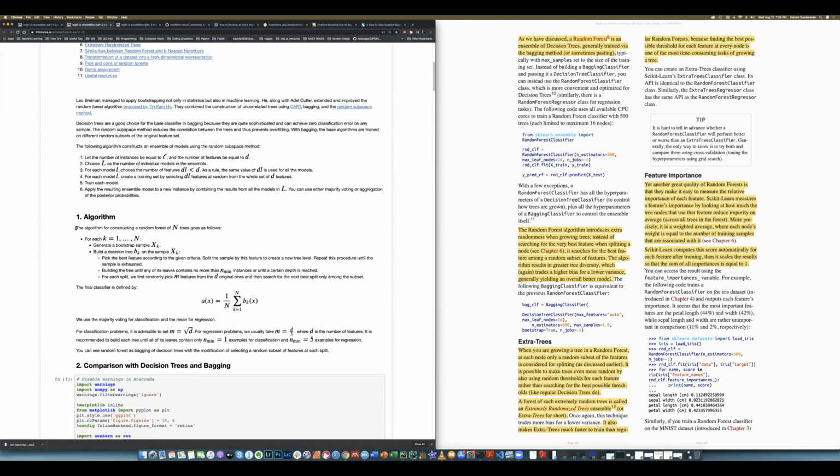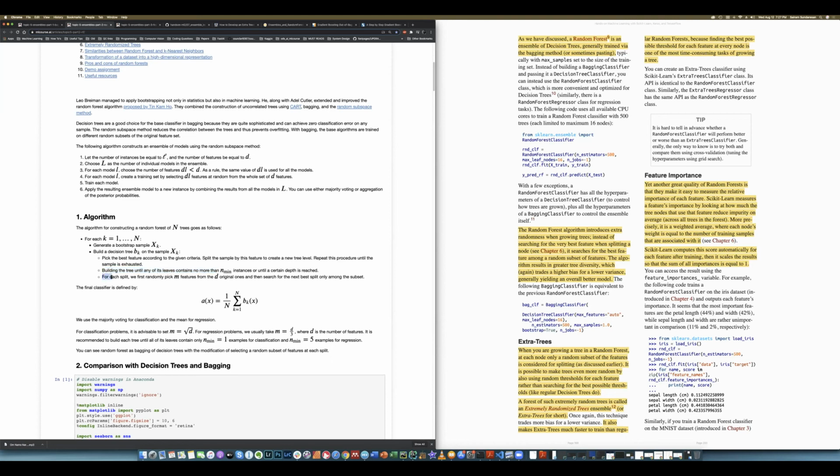So essentially, according to this link, we see that the Bootstrap sample is the bagging aspect of it, where we select a random sample of the training set, right? And then we build a decision tree on this sample by picking the best feature according to a criterion. So split as you would for a decision tree, repeat until the sample is exhausted. So this part is about how many instances or a certain depth is reached. That's the terminating criteria for building the tree.